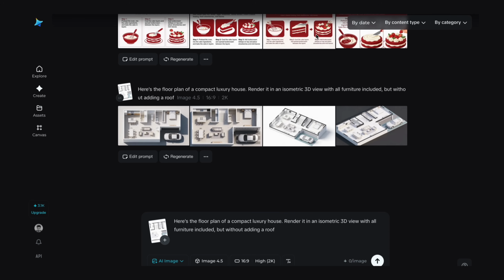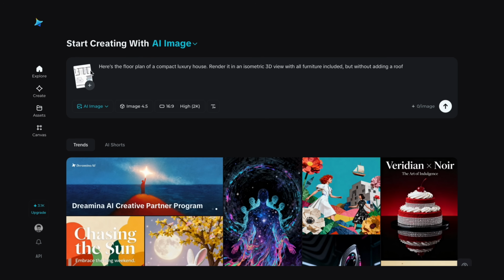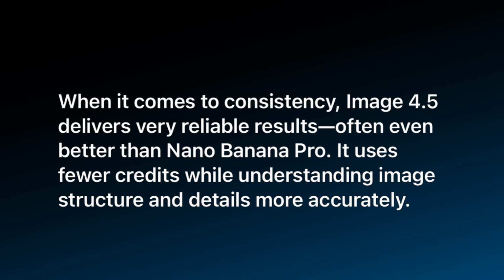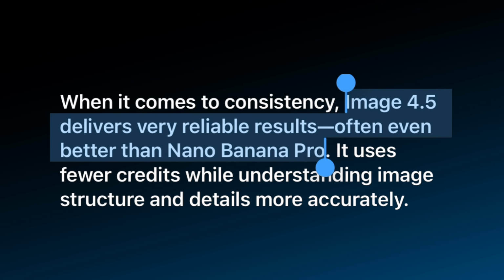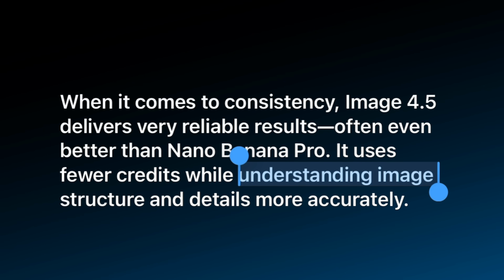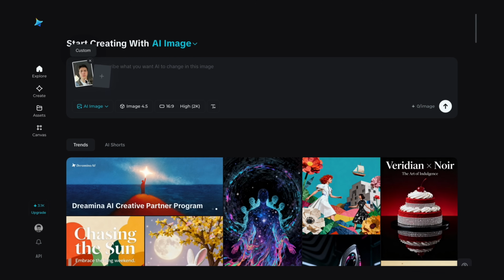For an architect, this isn't just a cool trick, it is a massive time saver for client visualization. Image 4.5 isn't just making pretty pictures for social media, it's a reliable professional tool. It uses significantly fewer credits than high-end competitors like Nano Banana Pro, all while understanding complex structures and prompt details much more accurately. Now let's shift gears and try a quick edit.